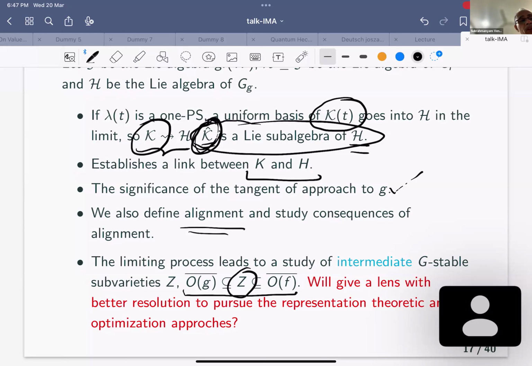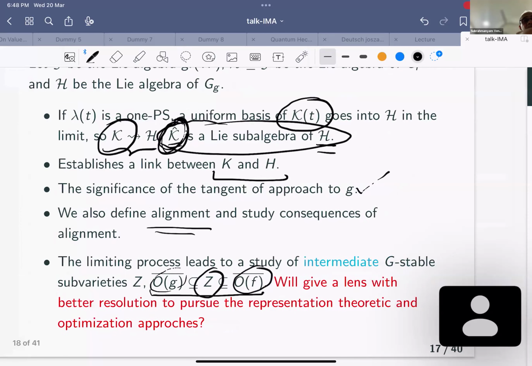Note that the orbit closure of G is sitting inside the orbit closure of F. So ideally, we would like to understand G modules which occur here, and G modules which occur here. Hopefully these intermediate varieties will give us a more nuanced understanding of these G modules which occur. We would get a better lens to understand representations, maybe even the optimization route to this problem. So this is what I'll be talking about.